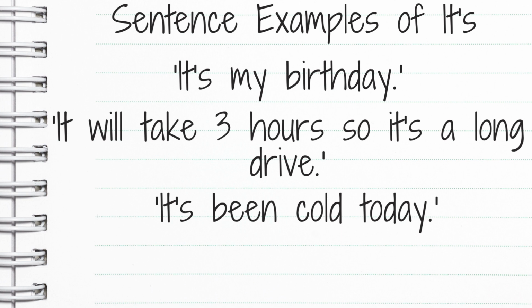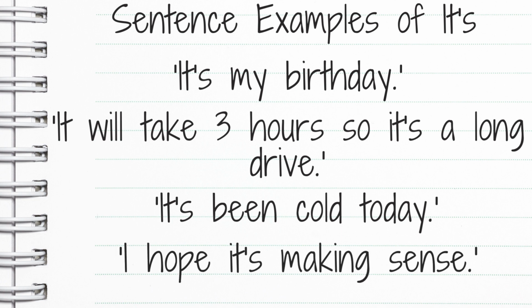Then we've got, it's been cold today. This is, it has been cold today, because it's past tense. We're talking about the past. It has been cold today. If we were saying it's cold today, we wouldn't use been, which is our past tense of be. And then that would stand for it is cold today. But we're using past tense. It's been cold today. So it has been cold today. I hope it's making sense. So I hope these examples are making sense. So I hope it is making sense to you now.